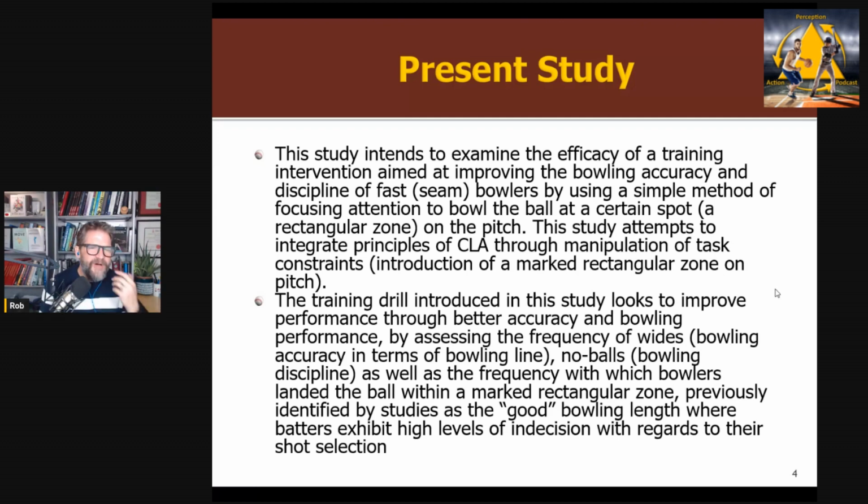A no ball is essentially an illegal delivery, equivalent to a balk in baseball, which is even more extreme than baseball because you get a run for it, right? So they're going to look at the effect of manipulating these task constraints on these different measures. Also in cricket, you can measure how far you throw the ball. If you throw a ball really short, or too long, it can make it easier for the batter to hit, right? So there's a lot of things you can measure in terms of performance.